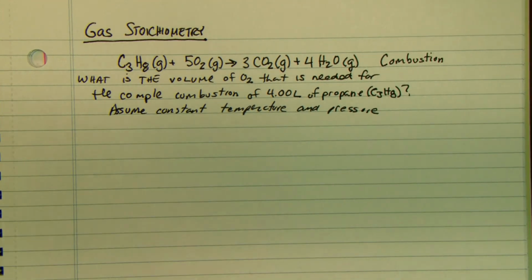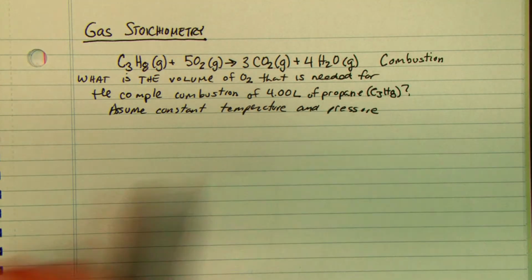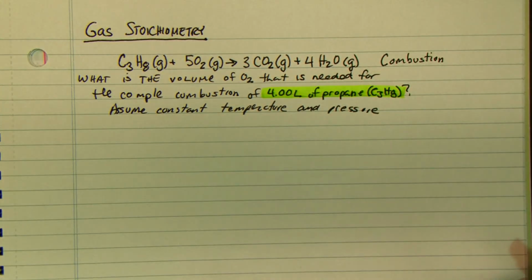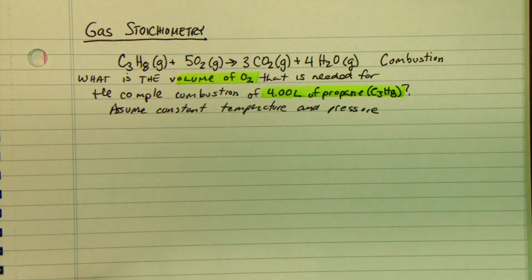We're going to talk, in the next set, when we get to volume and mass, or whenever you don't have constant temperature or pressure, you're going to have to use the ideal gas law to figure out stuff. But since we don't have that right now, we're good to go. It's constant temperature and pressure. What do we know? We know that there's 4 liters of propane, and we want the volume of oxygen.